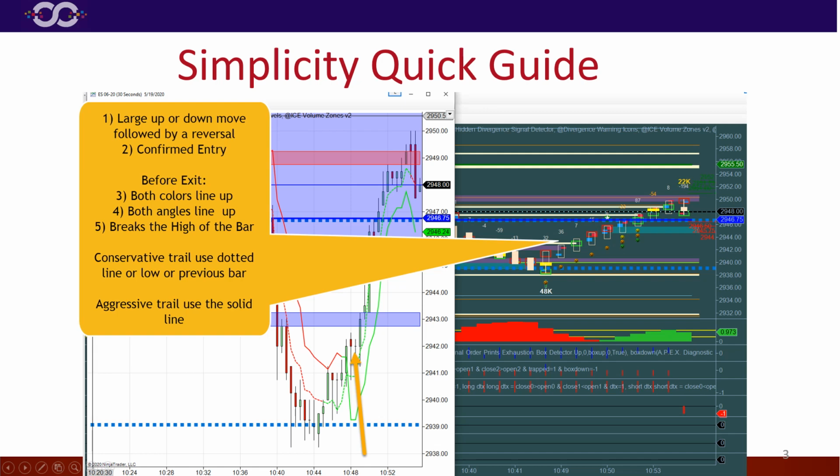Does that make sense to everybody? Any questions on that? So this is just a short summary of how I use Simplicity to trail sniper trades.